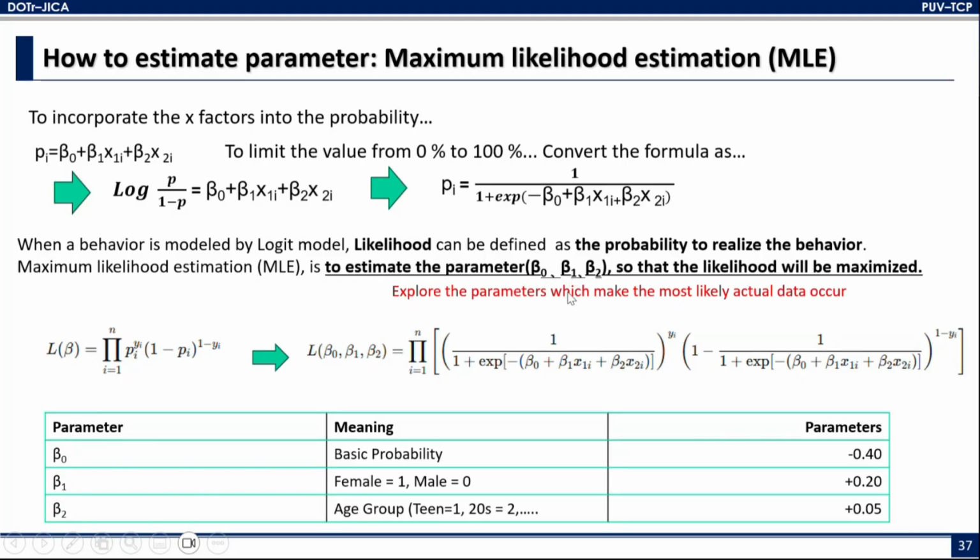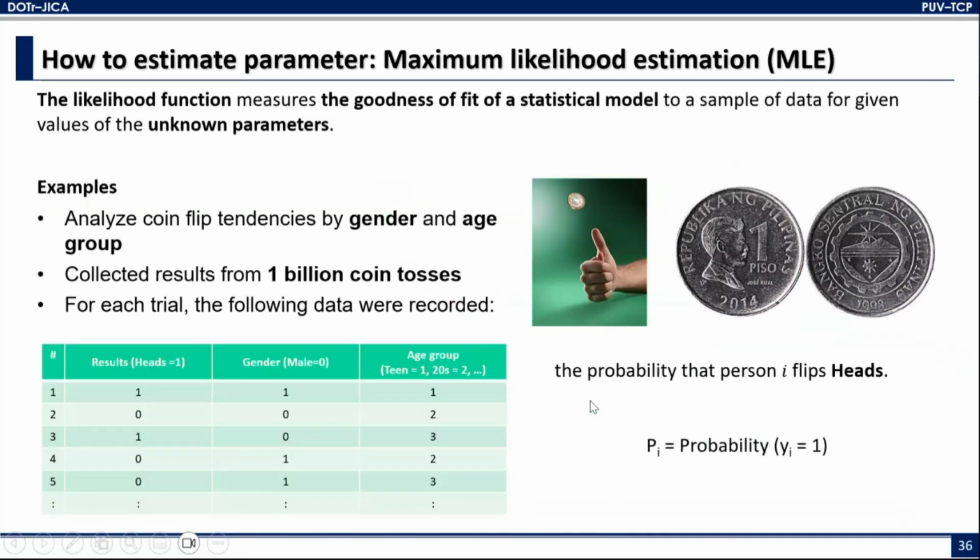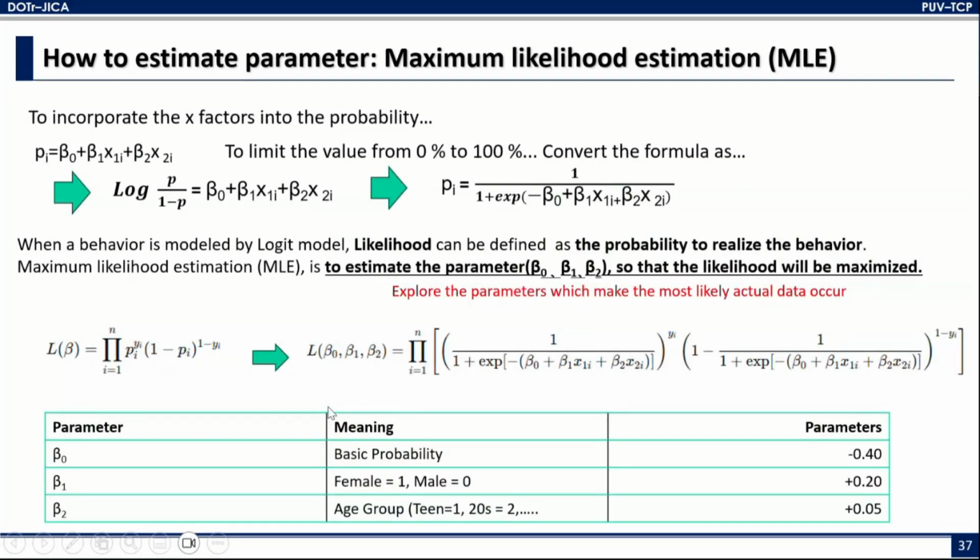And their behavior can be modeled. These are the general characteristics of the MLE. According to the model trial results, for example, the parameter for the basic probability can be estimated as minus 0.4, and beta 1, with female equal 1 and male equal 0, can be estimated as plus 0.2, and beta 2, meaning the age group, 0.05.